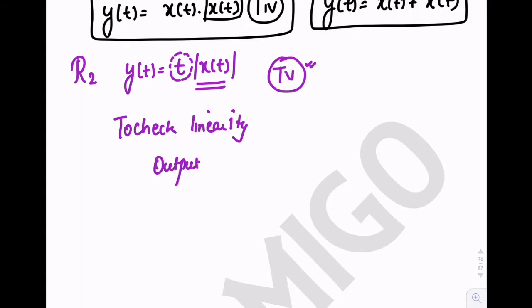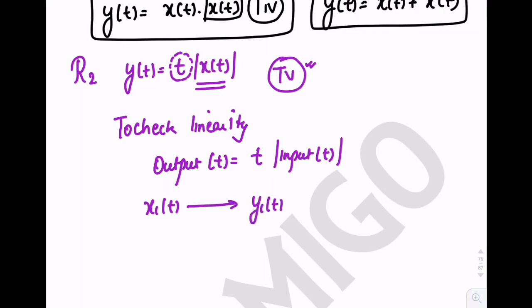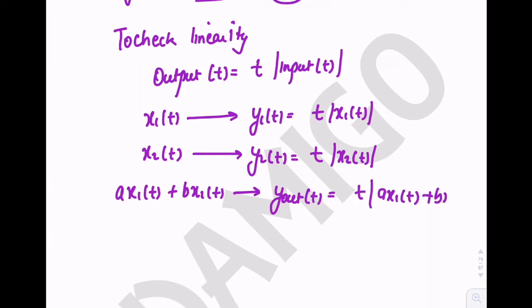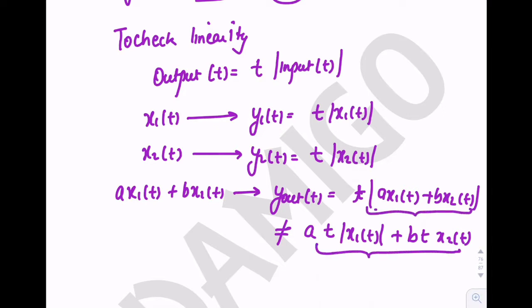we can say that output is equal to t times mod of input. So x1(t) will produce the output y1(t), that is equal to t times mod of x1(t). x2(t) will give us output y2(t) equal to t times mod of x2(t). Now when the input is a times x1(t) plus b times x2(t), then the output y out(t) is equal to t times mod of (a x1(t) plus b x2(t)), and this is not equal to a times y1(t) plus b times y2(t), that is a t mod of x1(t) plus b t mod of x2(t), because this modulus will not be equal to the sum of individual signals in modulus.